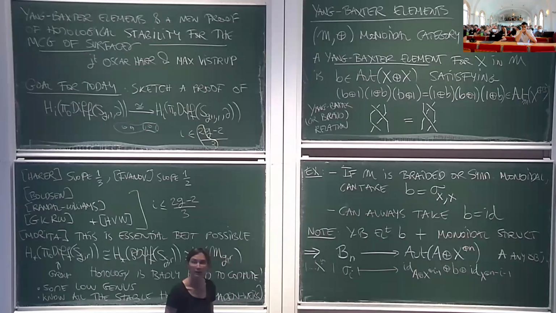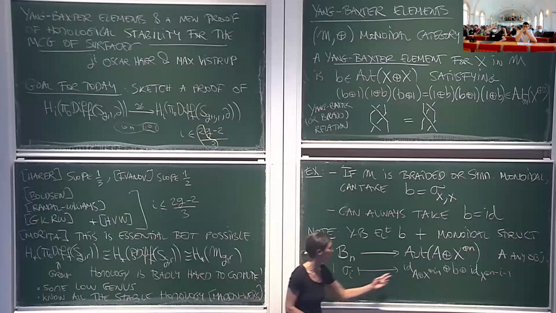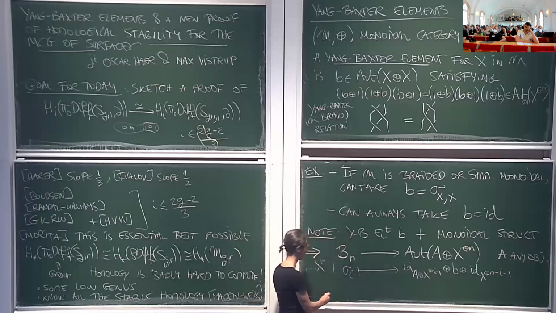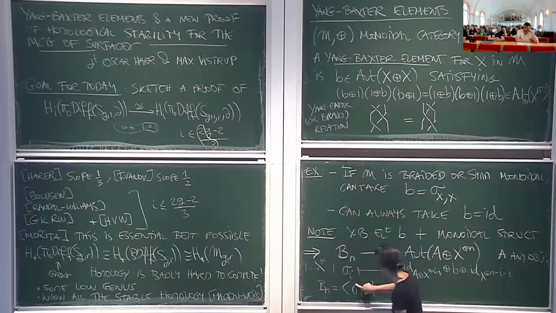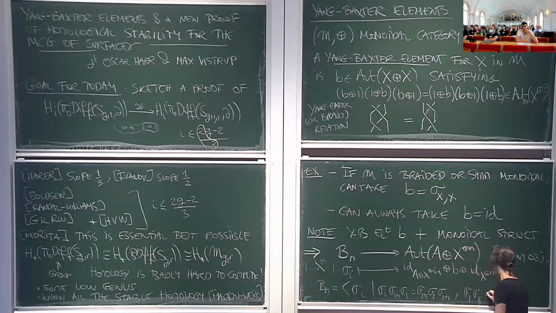And this is a morphism from the braid group, because the braid group B_n is exactly generated by these elements together with the relations that are these braid relations, sigma_(i+1) sigma_i sigma_(i+1) equals sigma_i sigma_(i+1) sigma_i, together with the relation that sigma_j sigma_i equals sigma_i sigma_j if they are far enough apart.